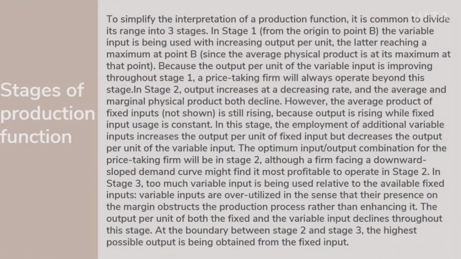Let us begin with stages of production function. To simplify the interpretation of a production function, it is common to divide its range into three stages. In stage 1, the variable input is being used with increasing output per unit, the latter reaching a maximum at point B. Because the output per unit of the variable input is improving throughout stage 1, a price-taking firm will always operate beyond this stage.